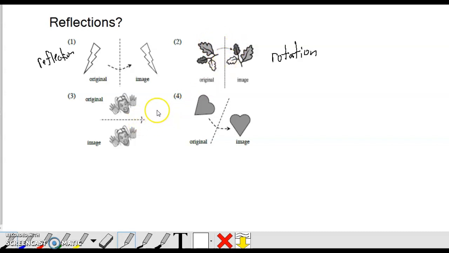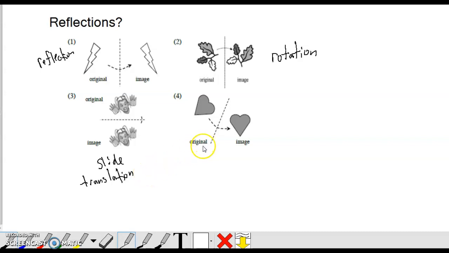Number three doesn't look like it's a reflection. It also doesn't look like it's been a rotation. It almost looks like it slid down, right? So it's kind of a slide. This is a type of transformation. We don't call it a slide. What we call it is a translation. And again, we'll talk about that meaning and definition a little bit later on in another video.